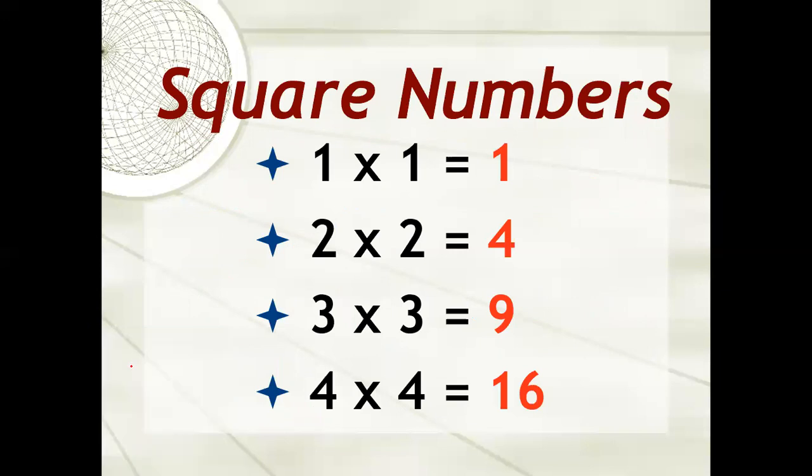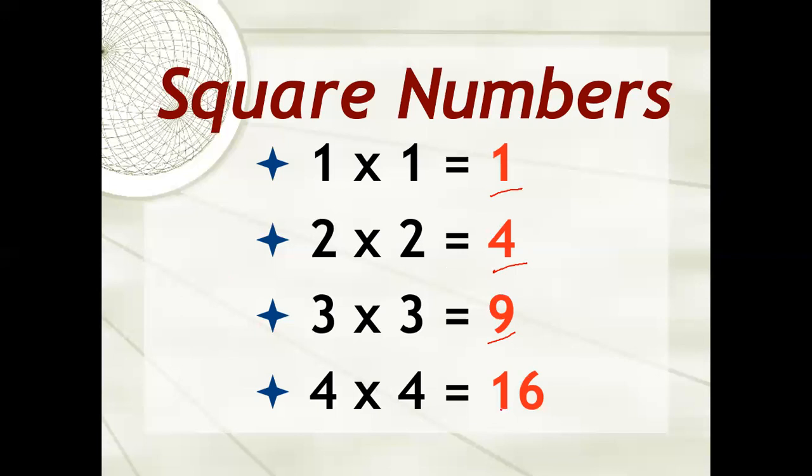So we now have 1 times 1. 1 here is an example of a square number. We also have 2 times 2 that will give us a product of 4. 4 here is also an example of a square number. 3 times 3 will give us a product of 9. And 9 is still an example of square numbers.